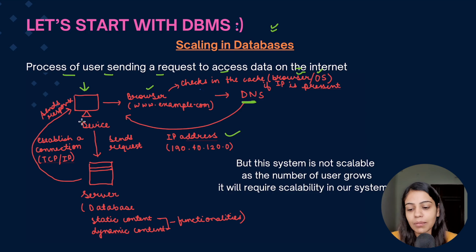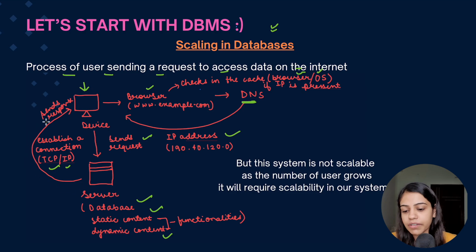First we will try to establish a connection with the server using the TCP and IP protocols. Once we have established a connection with the server, we will pick the IP address and we will send a request to the server. Now the server is having databases, static content, dynamic content, which is basically the backend functionalities. So the server will process the request and then give the response in the form of an HTTP status code along with the content. Now that particular content would be rendered and then it will be shown on our device. This is how the normal architecture of a user sending a request and fetching the details works.